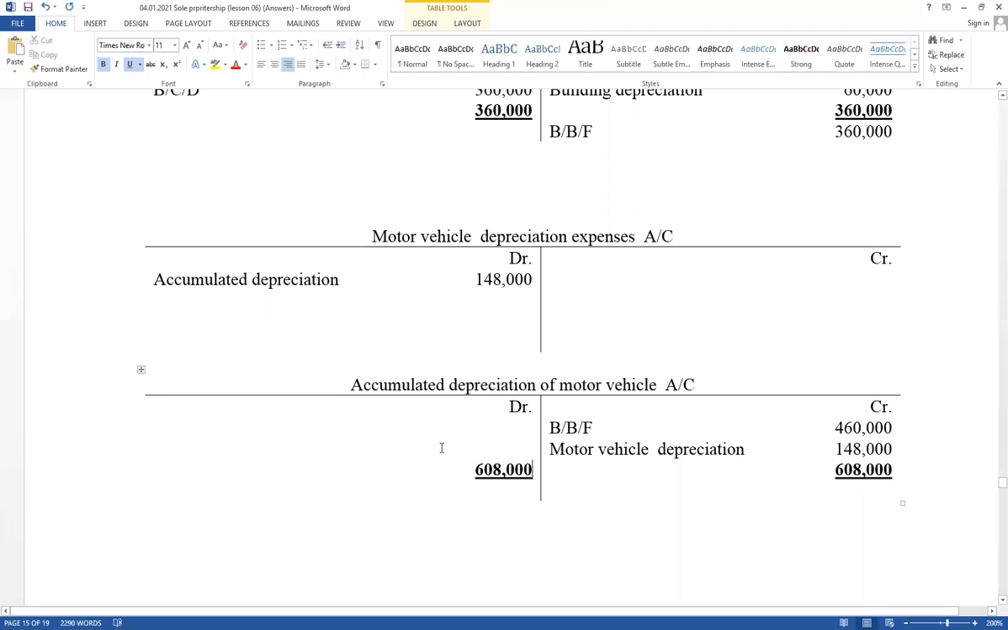Then the difference value is the balance carried down, 608,000. Therefore, the debit side has a balance carried down and the credit side has a balance brought forward of 608,000. This value should be included under non-current assets as accumulated depreciation. It is the closing balance, not the opening balance.